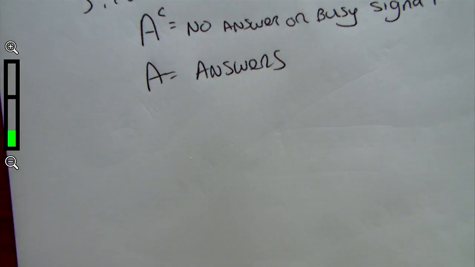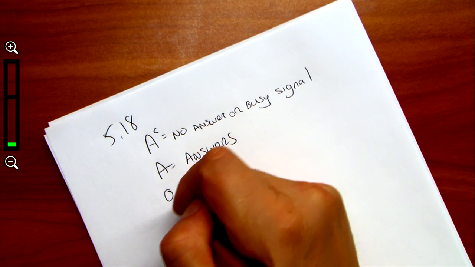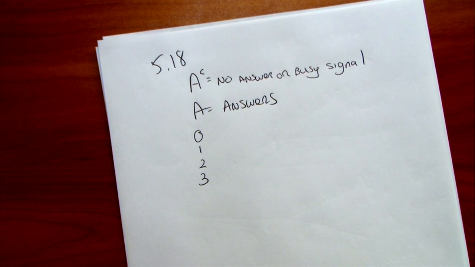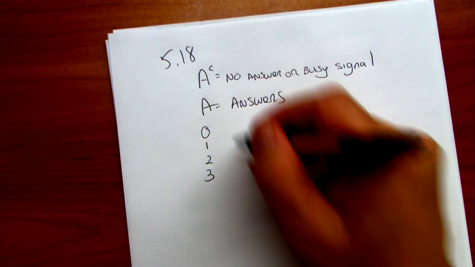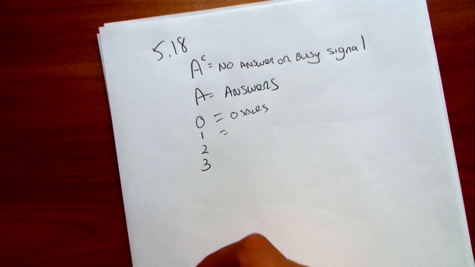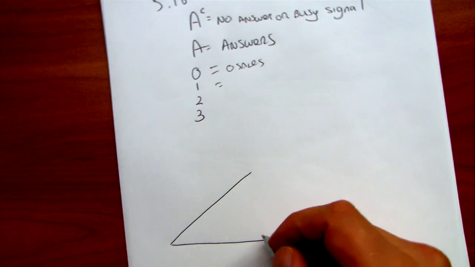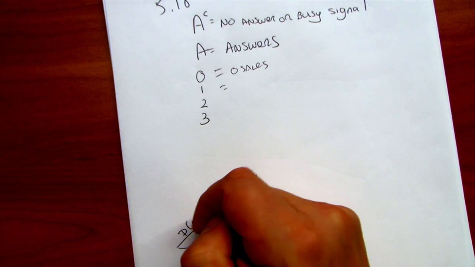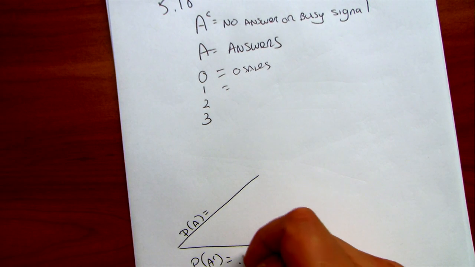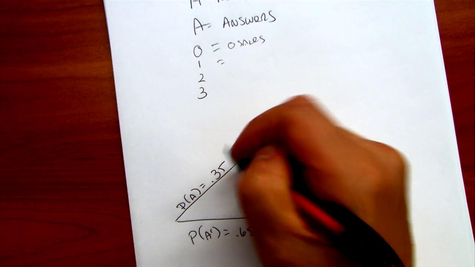So let's draw that first branch. Oh, and then we have 0, 1, 2, or 3 sales. When we get through, we can sell 0, 1, 2, or 3 things. And I would define those: 0 sales, 1 sale, etc. So let's draw the tree, though. So the probability of an answer, if the probability of no answer or a busy signal is 65%, then the probability of answer is 35%.